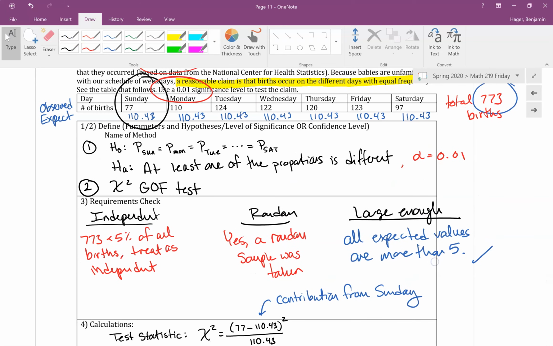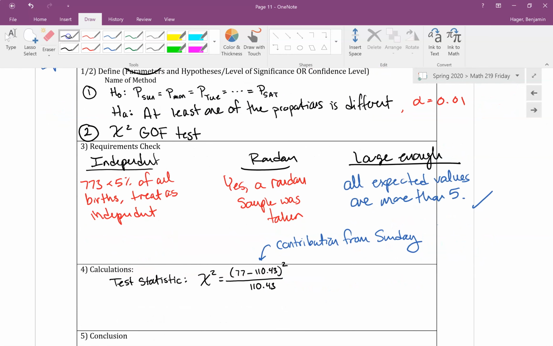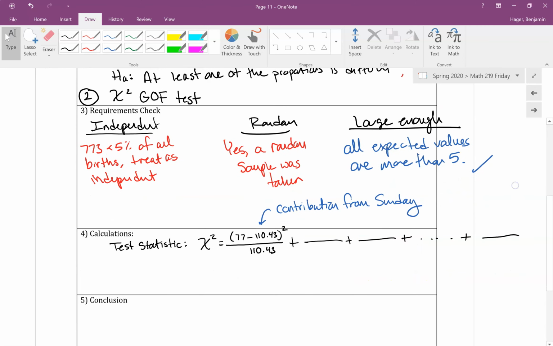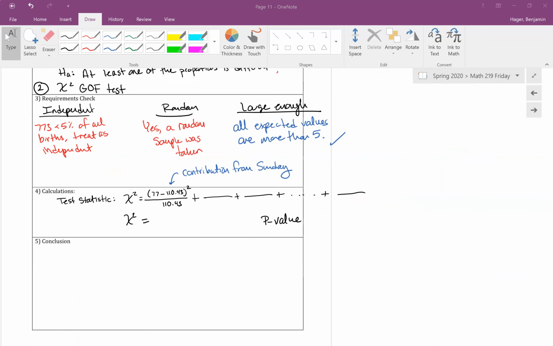Because, yeah, 77 births on Sunday. And now I need the contribution for Monday and for Tuesday and all the way down to Saturday. So it's doable. It's just a pain in the butt. It's tedious. So let's let StatCrunch give it to us and the p-value. So I'm going to pause this, load up the data for you, and then I'll pull it back up. One minute. Okay, let's go for it.